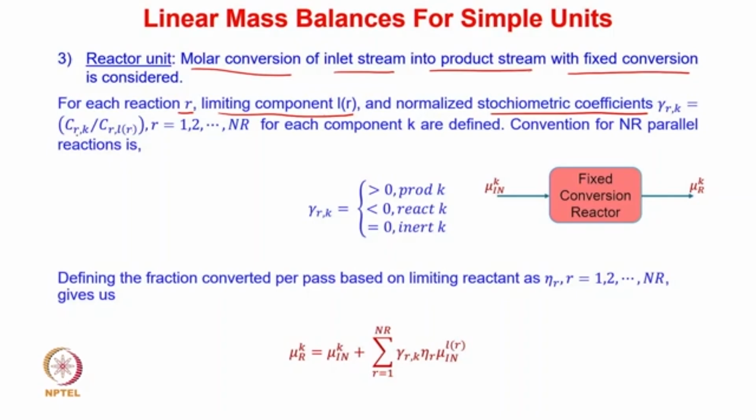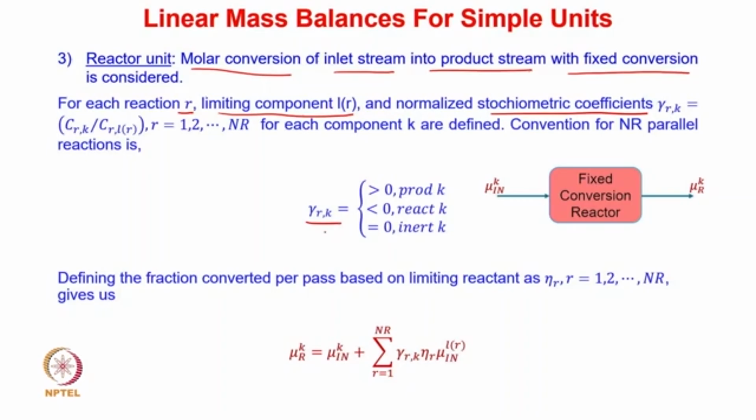So here, this is nothing but the stoichiometric coefficient of the kth component in the Rth reaction divided by the stoichiometric coefficient of the limiting component LR in the Rth reaction, that gives us the gamma RK. Once we calculate the gamma RK for all the components, we can write down the mass balance. So in this case, you can see that this normalized stoichiometric coefficient gamma RK is a very interesting factor here.